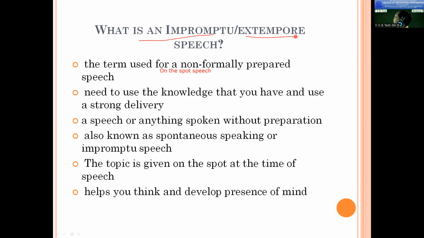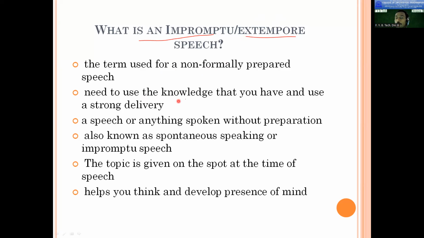Both words can be used. Extempore speech also means the same, on the spot people will be given a topic, or impromptu means also the same. This is the term used for a non-formally prepared speech. Non-formally prepared speech, that you are not preparing, like I just told you, by taking help of books, reference books, internet, etc. You did not get any time or chance to prepare like this. So that is non-formally prepared speech.